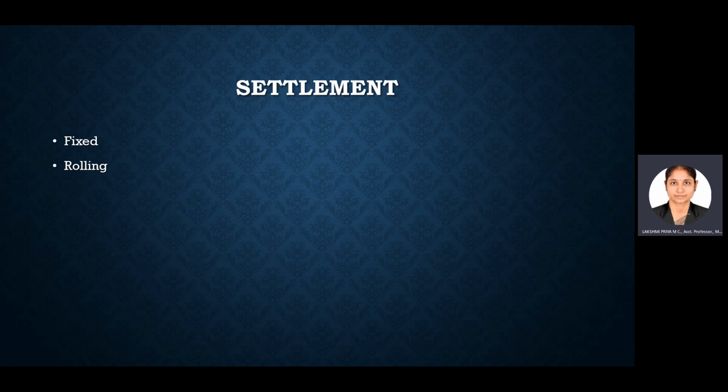So next is the type of settlements. There are two types of settlement. One is fixed settlement system and the other is rolling settlement system. Before the dawn of 2002, fixed period settlement system of transactions existed in the stock market. This period varied from exchange to exchange. The BSE had a settlement cycle of Monday to Friday and NSE from Wednesday to next Tuesday.